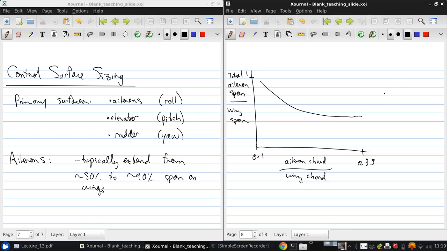And just to help sketch out exactly what we're talking about, this is a top-down view of the fuselage. There are the wings. There's the horizontal tail and the vertical tail. The ailerons are here, roughly.